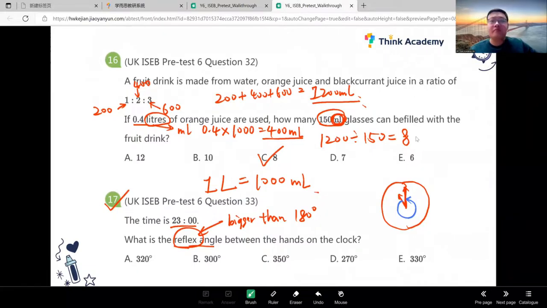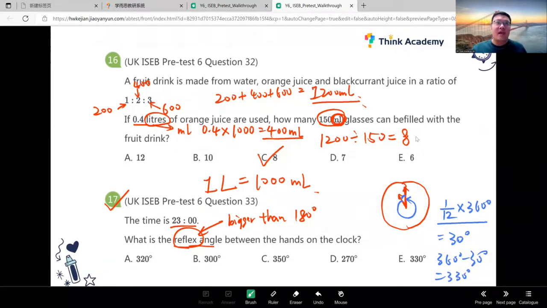How to get this angle? We know that this little part is going to be 1/12 times by the full turn, which is 360, right? So you have to use 360 to take away this angle. So 30, right? 30 degrees. So 360 take away 30. That gives you 330 degrees. So you choose E, that's right.